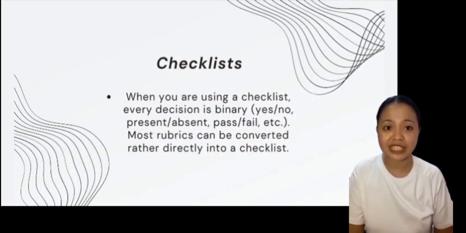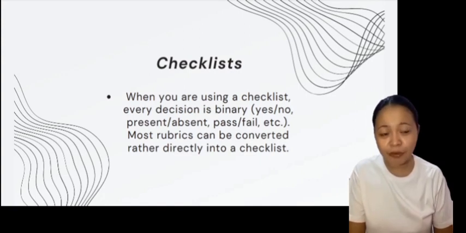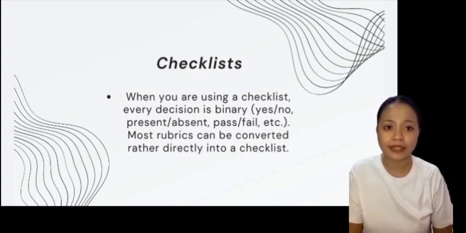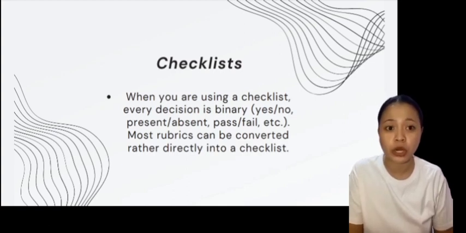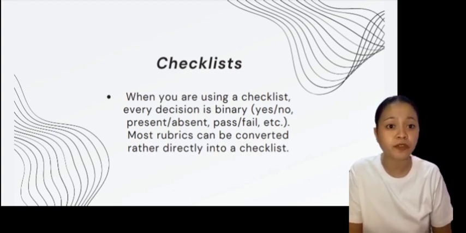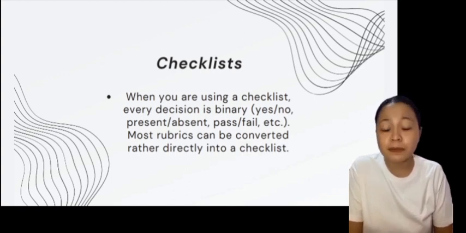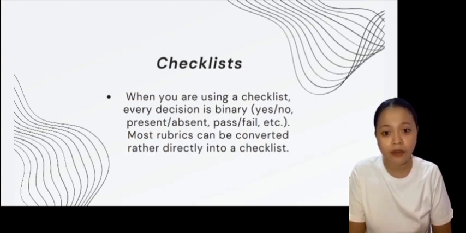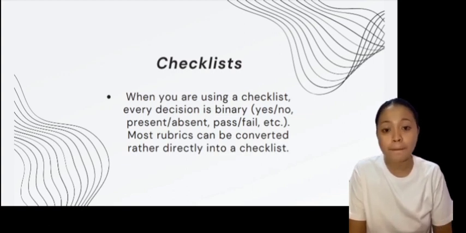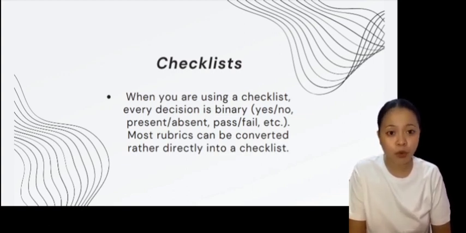And lastly, we have the checklist. Checklists are a distinct type of rubric where there are only two performance levels possible. Checklists tend to be longer than other types of rubrics since each aspect of performance you are looking for in students' work or performances essentially becomes its own criterion. When you are using a checklist, every decision is binary. It's either yes or no, present or absent, pass or fail, and many more. Most rubrics can be converted rather directly into a checklist.